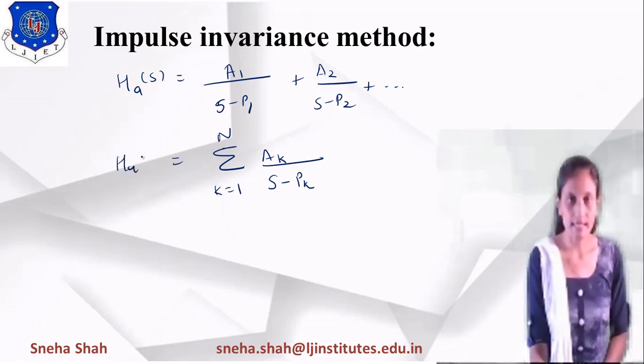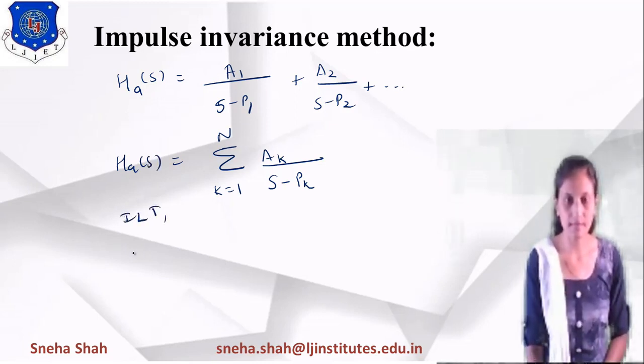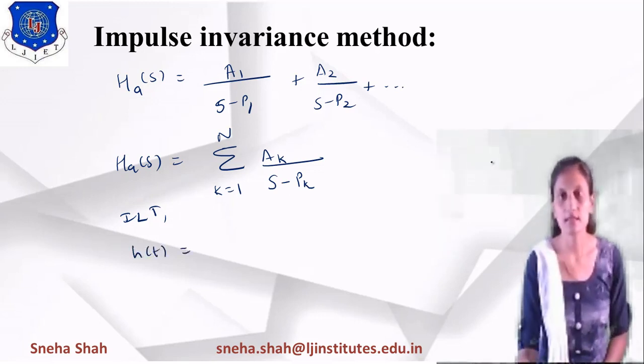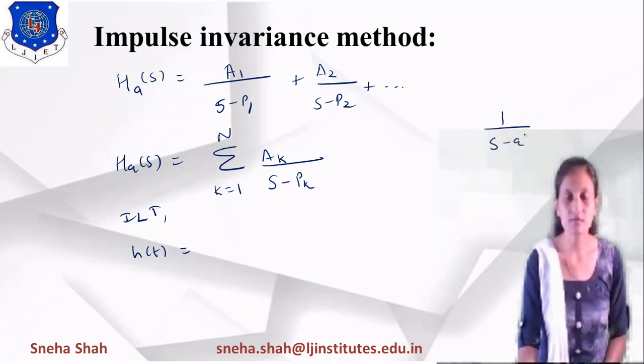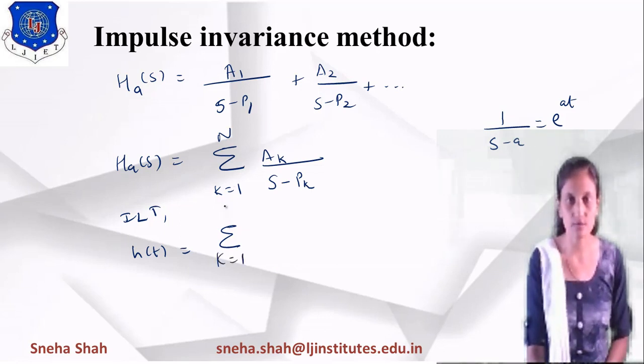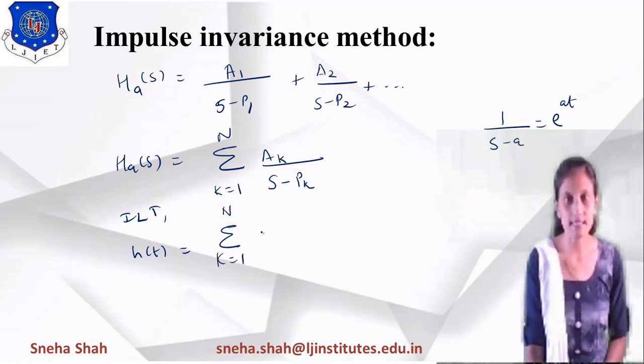Now if we take the inverse Laplace transform of this, it gives h of t. If I take 1 upon s minus a, what is its inverse Laplace transform? As you know, it is e raised to at. Applying this rule here, the inverse Laplace transform is the summation k equals 1 to n, where Ak remains as it is, and the exponential is e raised to pk t.